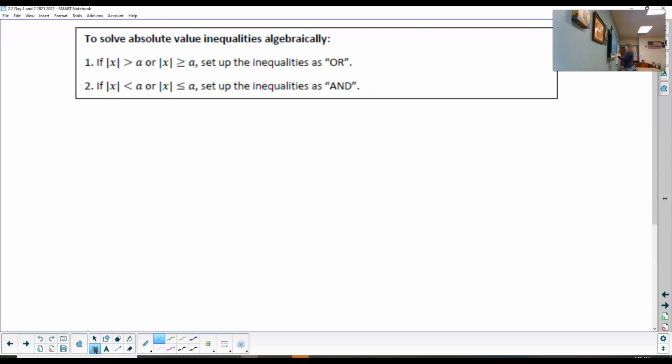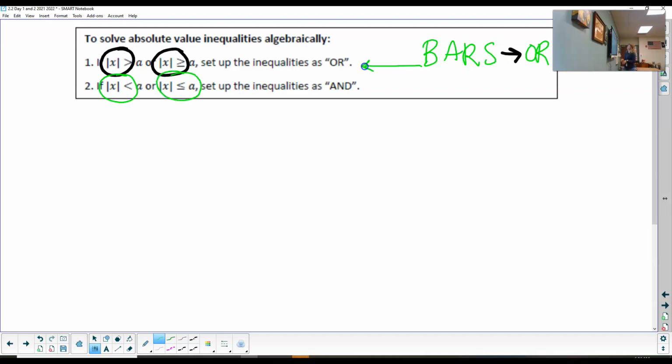So what you need to remember is absolute value inequalities. If you notice these absolute value inequality symbols are open towards the bars, it's an or, always an or. If your inequality symbols are open towards the answer, it is always an and statement. And I'll show you how to write that in interval notation.